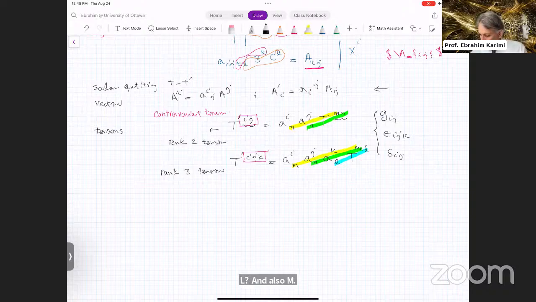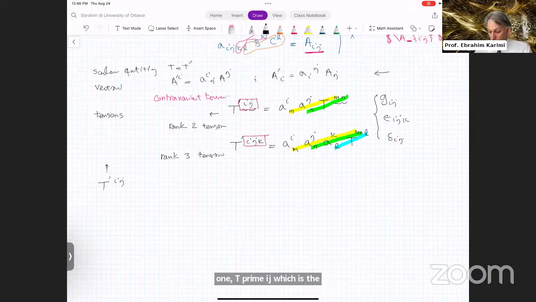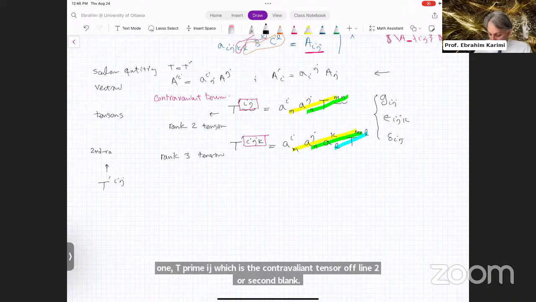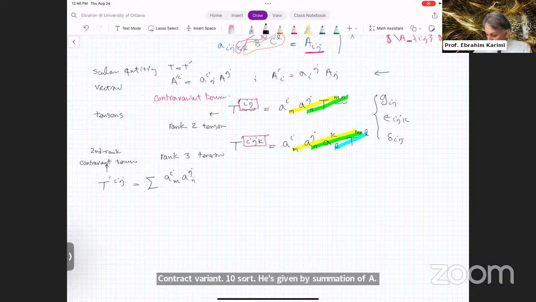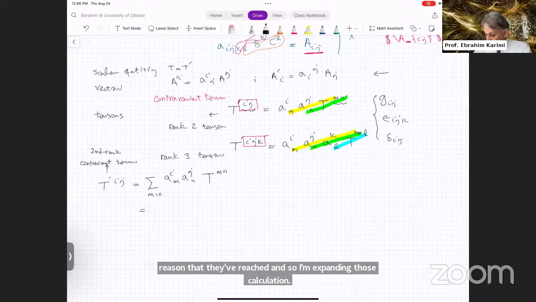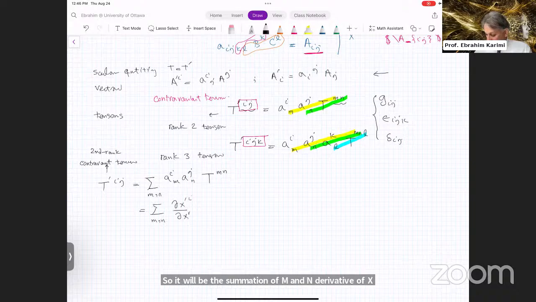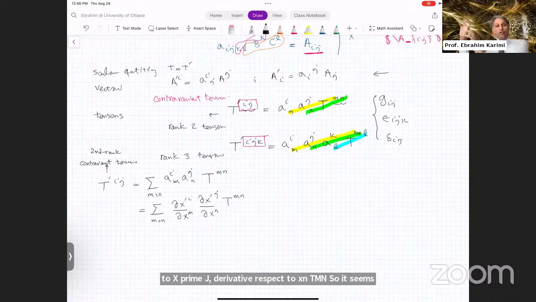Good. So in general, the first one, T prime ij, the contravariant tensor of rank 2, or second rank contravariant tensor, is given by the summation of a_im a_jn T_mn, a summation over m and n. That's the reason I have written it, so I'm expanding those calculations. It is the summation over m and n of the derivative of x prime i with respect to x_m, the derivative of x prime j with respect to x_n, T_mn. So it seems that it's changing like the direction cosine formula.